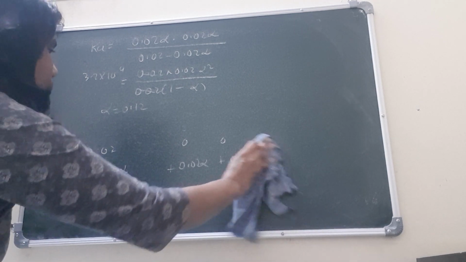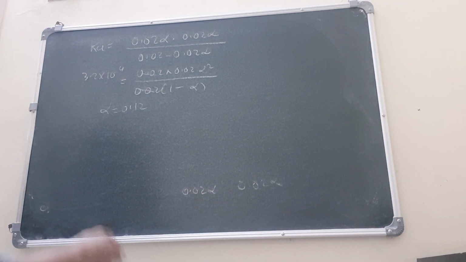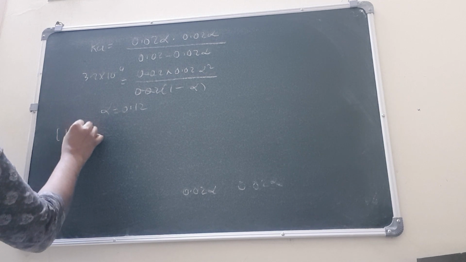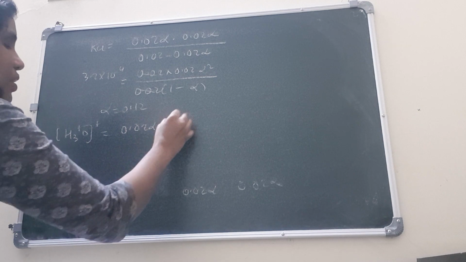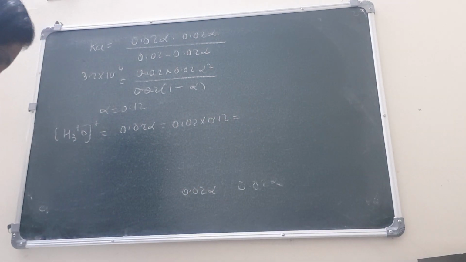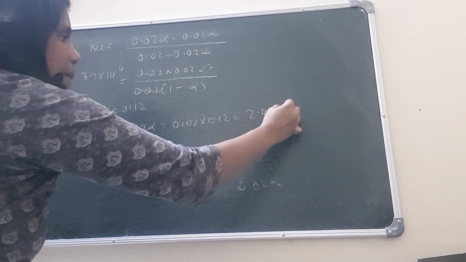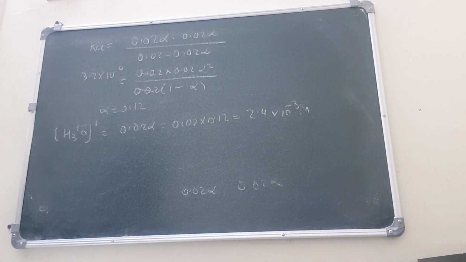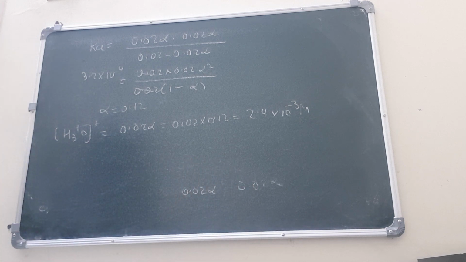Now, in order to find the concentration, what was the concentration of H3O plus? It was right here, I erased it. Concentration of H plus or H3O plus, both are the same. That will be 0.02 alpha, which is 0.02 into 0.12. That will be 2.4 into 10 power minus 3 molar. This is the concentration of hydronium ion. What was the concentration of this? This was fluoride ions, right?